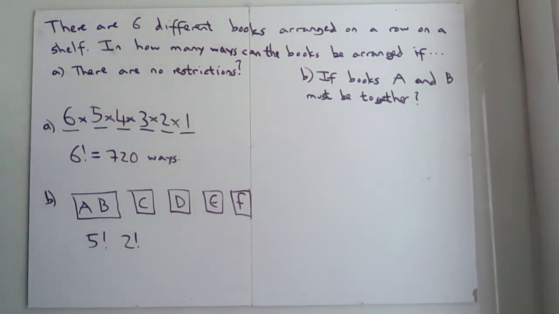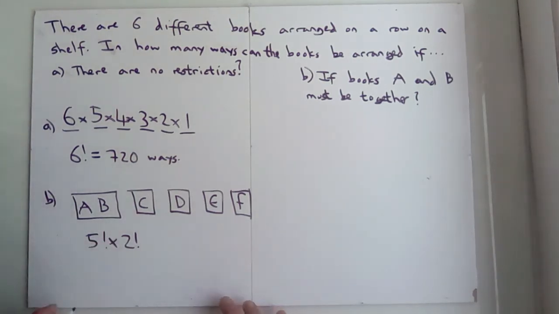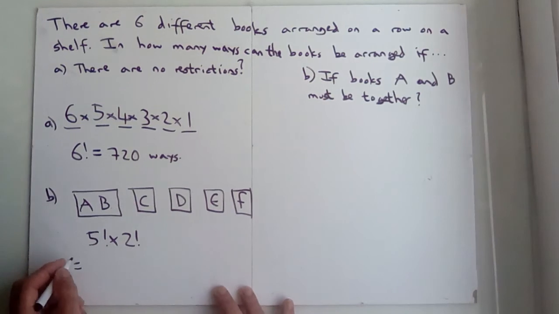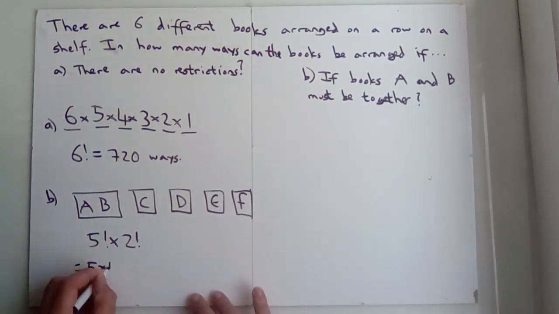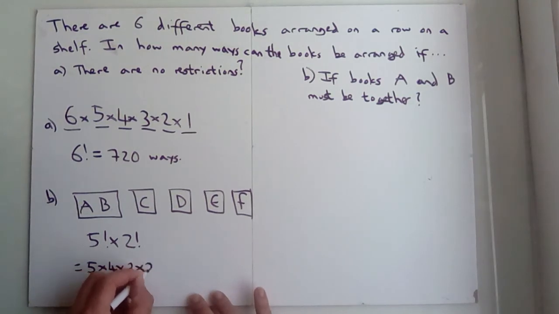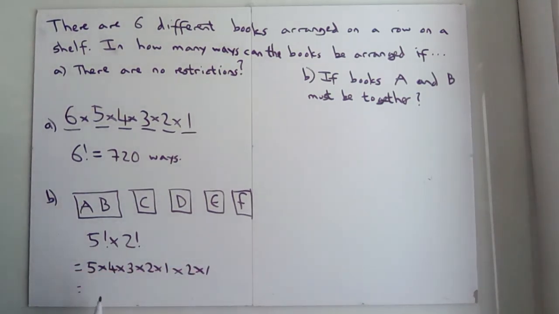Say there was A, B and C that had to be together, well there would be 3 factorial ways of that happening, and we multiply because of the fundamental principle of counting. So that is going to be 5 times 4 times 3 times 2 times 1 times 2 times 1. 5 4s are 20, 20 times 3 is 60, 60 times 2 is 120, 120 times 2 is 240 ways.